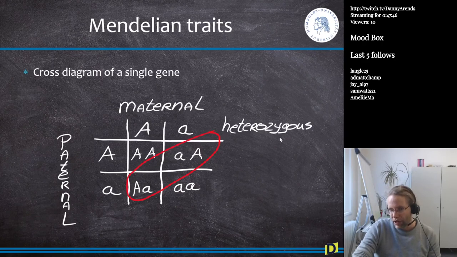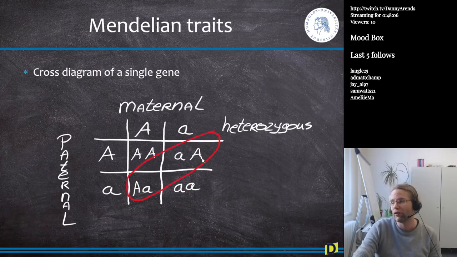So as I already said, the state in which you have two different chromosomes is called heterozygous. So just a definition thing. So we call small a, big A heterozygous, but we also call the opposite heterozygous. So we call Aa as well as small a, big A heterozygous.